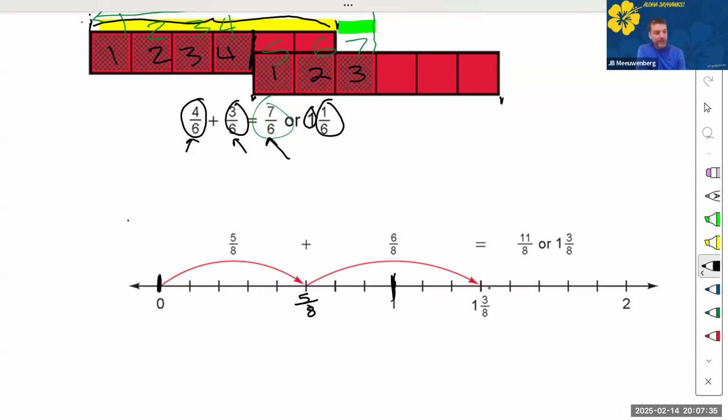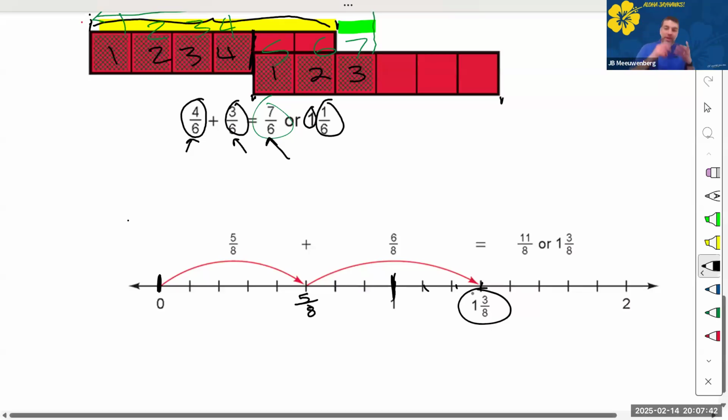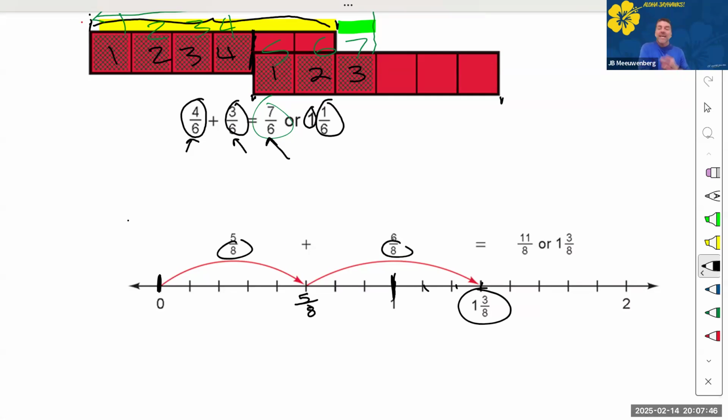1, 2, 3, 4, 5, 6. Where do we end up? 1 and 3/8. So there's another model. But again, this only really worked if we were adding fractions that had common denominators, because we then knew how to subdivide our distance from 0 to 1.